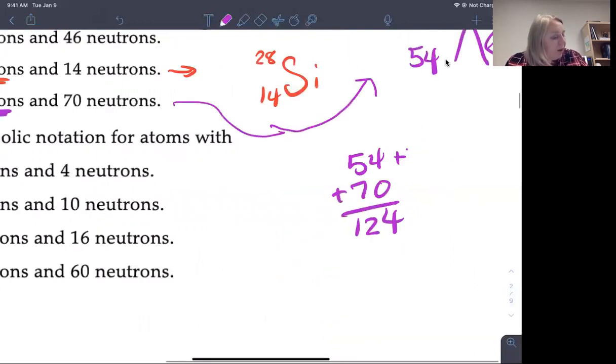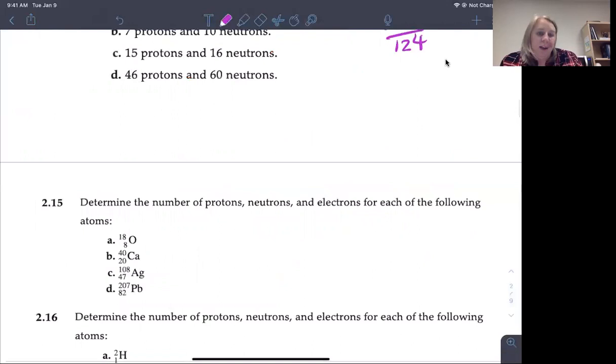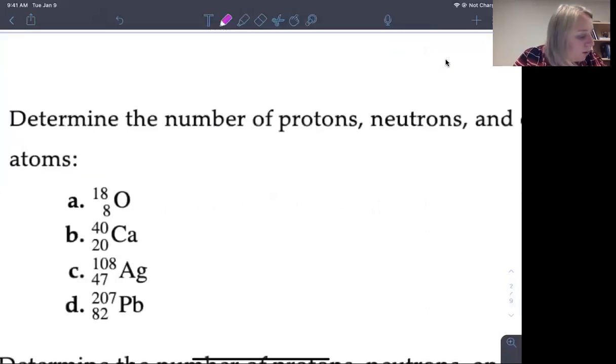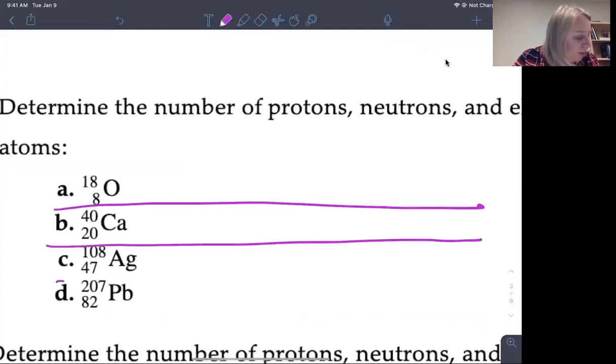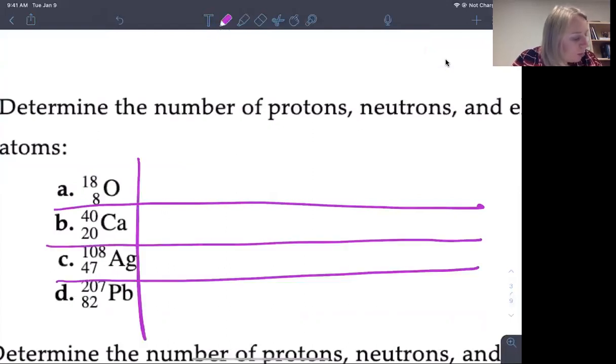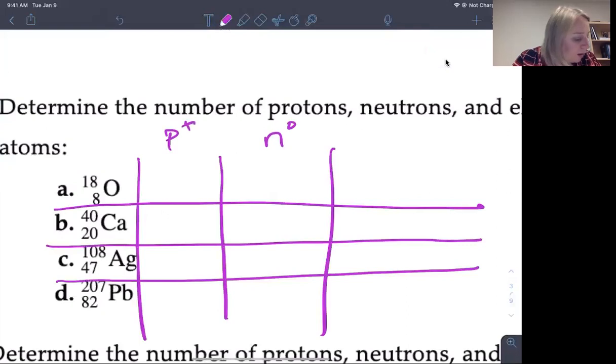All right, now we're going to switch gears and go the opposite way. Determine the number of protons, neutrons, and electrons, and we're given the little symbols, right? All right, so let's see if I can make a nice grid here. I thought I was going to get pretty lines, but apparently I'm not. Okay, so I want number of protons, neutrons, and electrons.